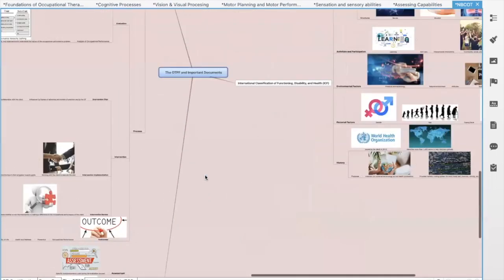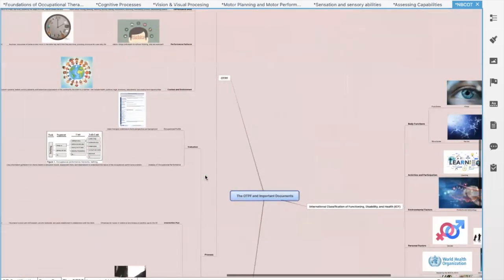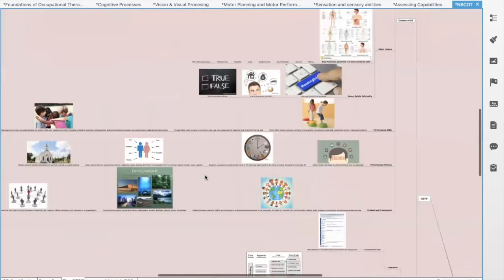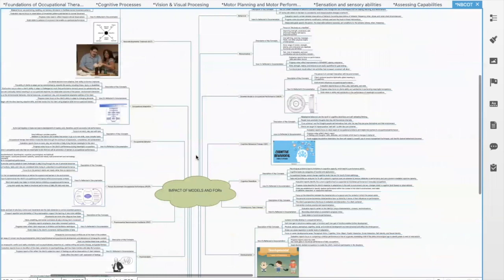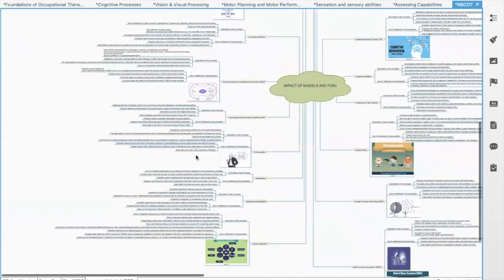And our last two concept maps are the OTPF. Again, lots of visual aids, lots of things to keep you engaged. And then the frame of references and models that we do use often in occupational therapy.